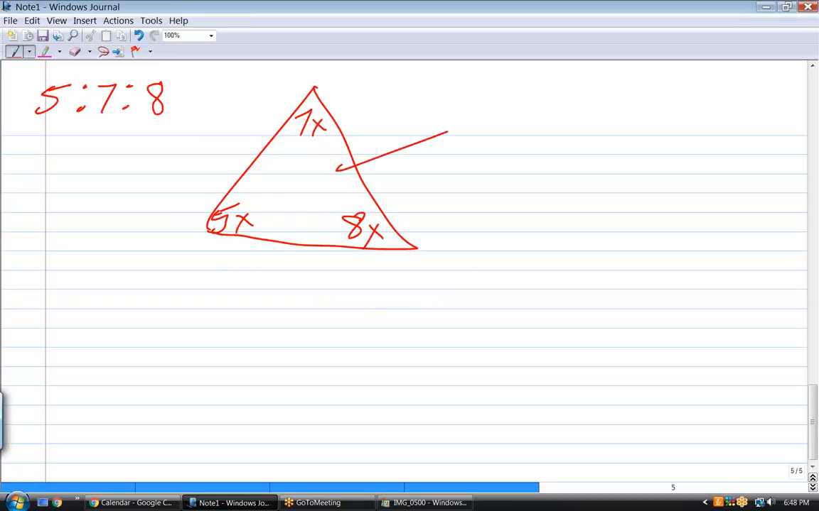What does the sum of three angles of a triangle have to equal? It's 180. That's the magic number in geometry. I mean, it's not the answer to everything, but it's an answer to a lot. And so what equation can I write?